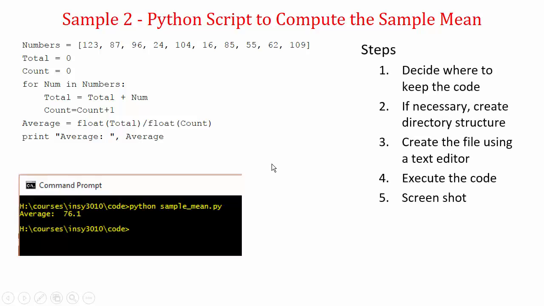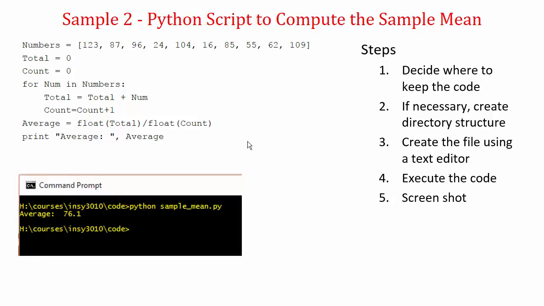And so what we're going to do is follow the 5 steps given here. First of all, we need to decide where we want to keep the code. So we're going to create a Python program, and we need to decide where we want to do that. If the directory that we want to keep the code in doesn't already exist, we'll need to create it. Then we'll need to create the file using a text editor, edit the code, and then create a screenshot so that you can turn that in with your assignment.